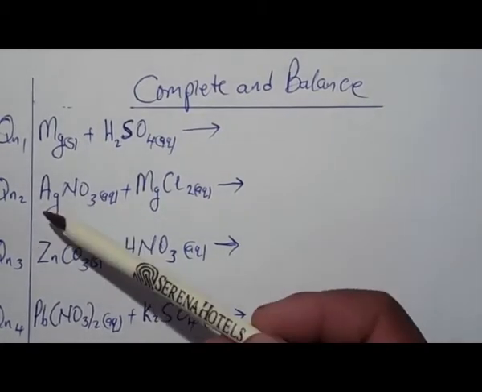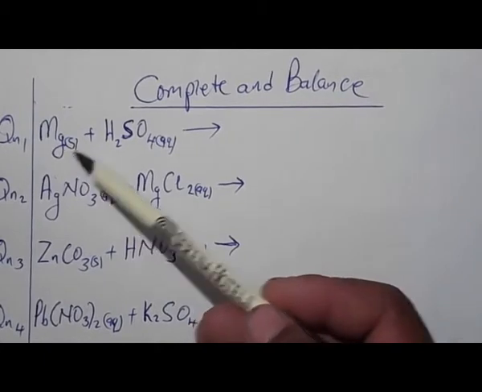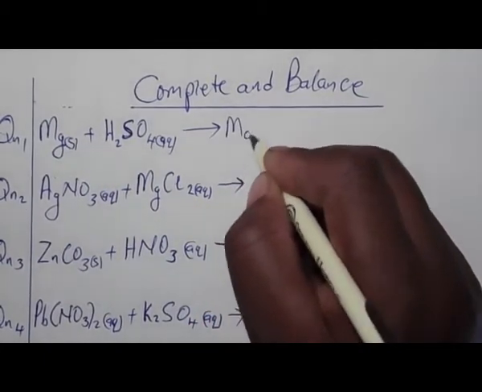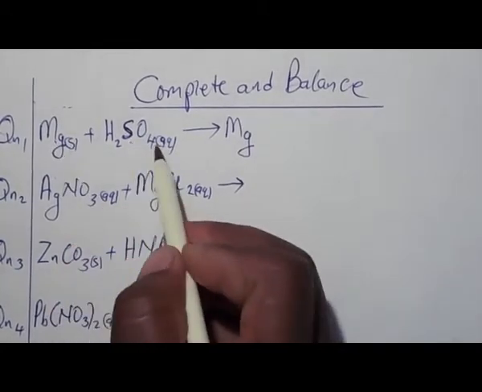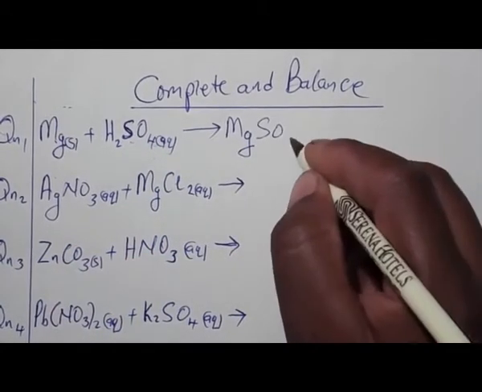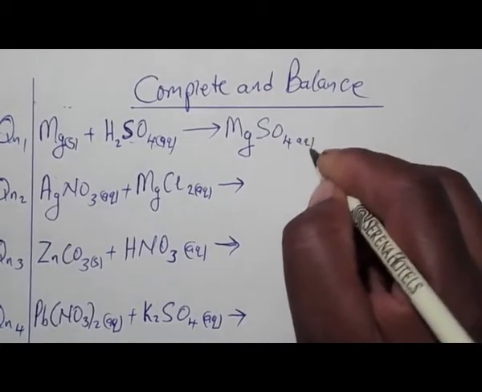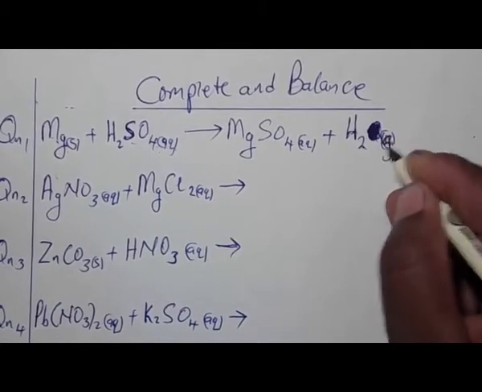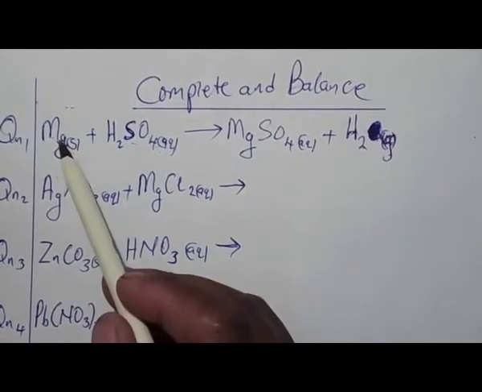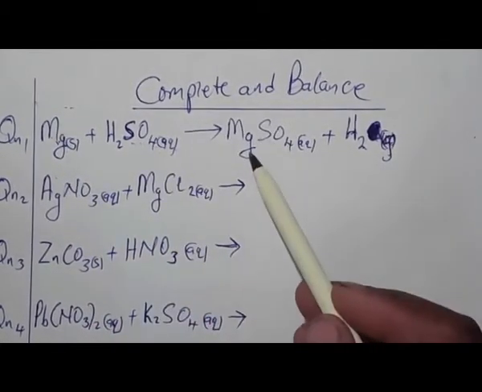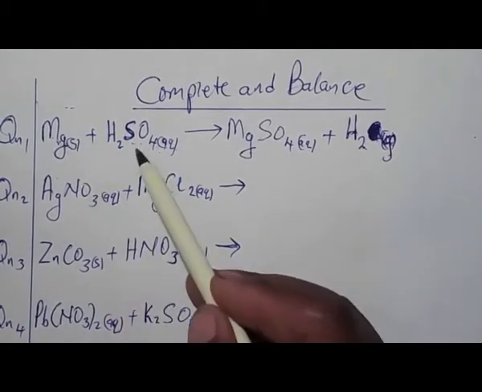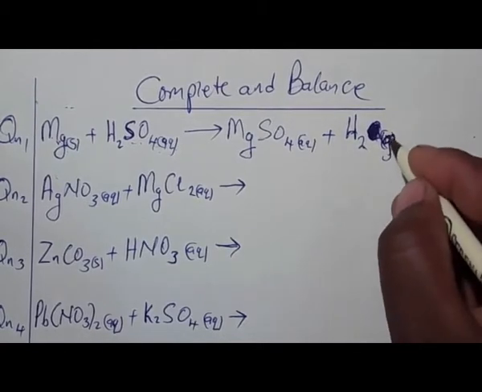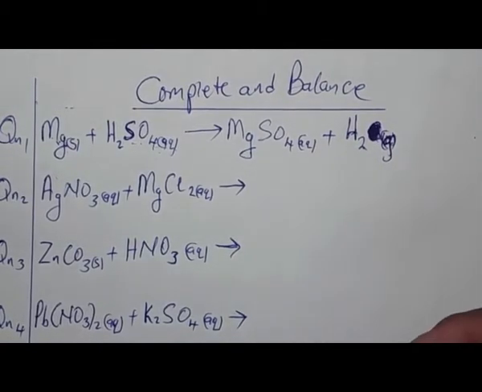Question number 1, we have magnesium plus sulfuric acid. We have magnesium sulfate, aqueous, plus hydrogen gas. So therefore, magnesium plus sulfuric acid gives magnesium sulfate plus hydrogen gas.